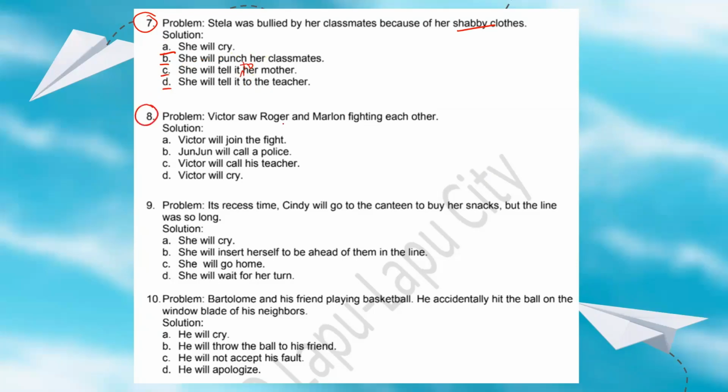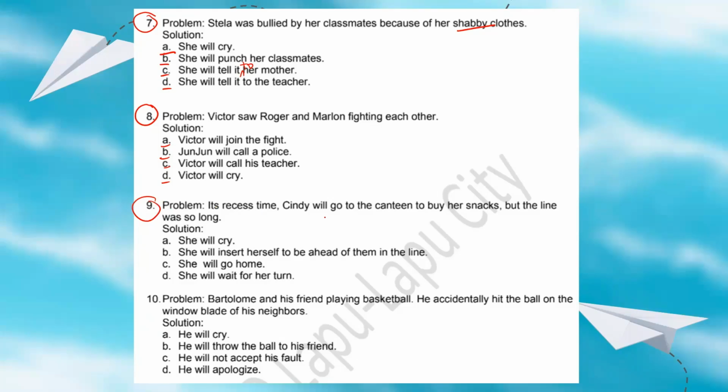Number 8. Victor saw Roger and Marlon fighting each other. What should Victor do? A, Victor will join the fight. B, Junjun will call the police. C, Victor will call his teacher. D, Victor will cry.